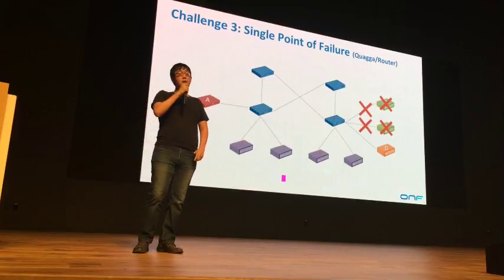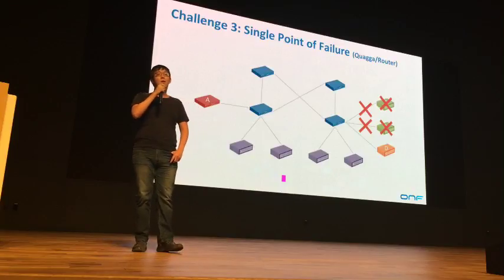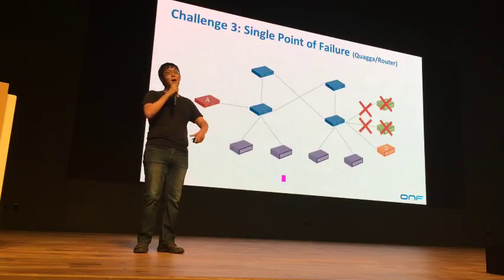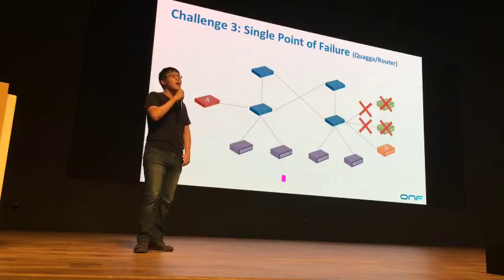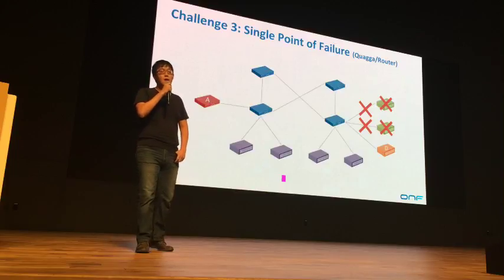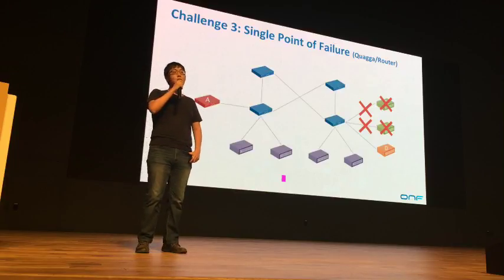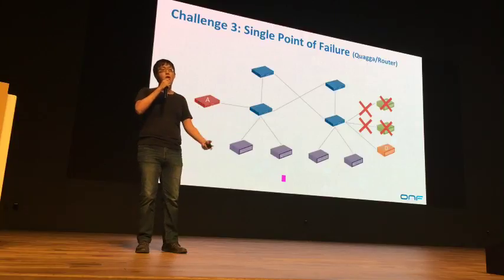Okay. Challenge three is also about single point of failure, but this time we want to talk about different components. This time we want to talk about the Quagga and upstream router. As you can see in the diagram, it is possible that the Quagga or the upstream router can fail, or the link connecting the Quagga and upstream router can fail. In this case, in the previous implementation, we have no way to reach the internet.